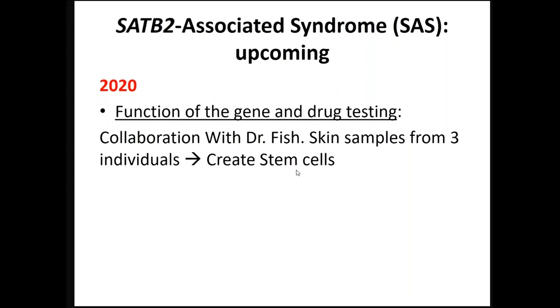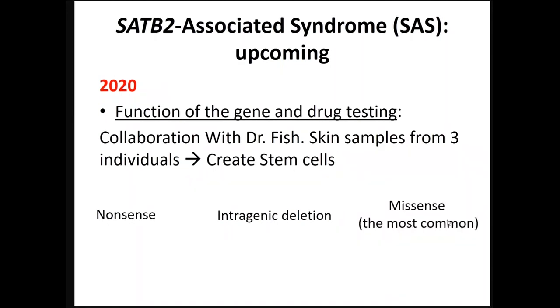We are in the process, as you all know, of raising the funds to do this part. Once this is done, we have funding to run some experiments related to the function of the gene and drug testing. We just don't have the funding to create the stem cells. And the samples are from one individual with a nonsense mutation, an individual with an intragenic deletion, and an individual with the most common type of missense mutation. So this covers, I think, the vast majority of SAS cases.